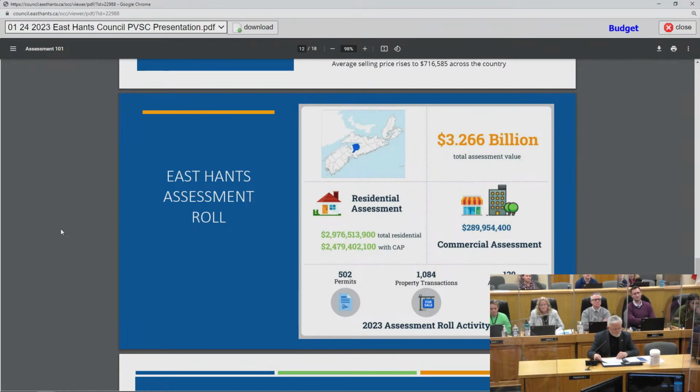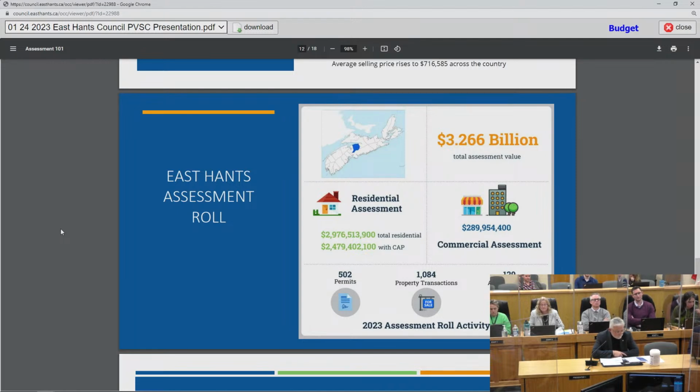That's due to a couple of factors. Many of you are aware of some of the commercial construction happening here in the highway corridor, as well as a busy residential construction season. Speaking of that, we reviewed 502 building permits that were relevant to the 2023 assessment roll in East Hants.